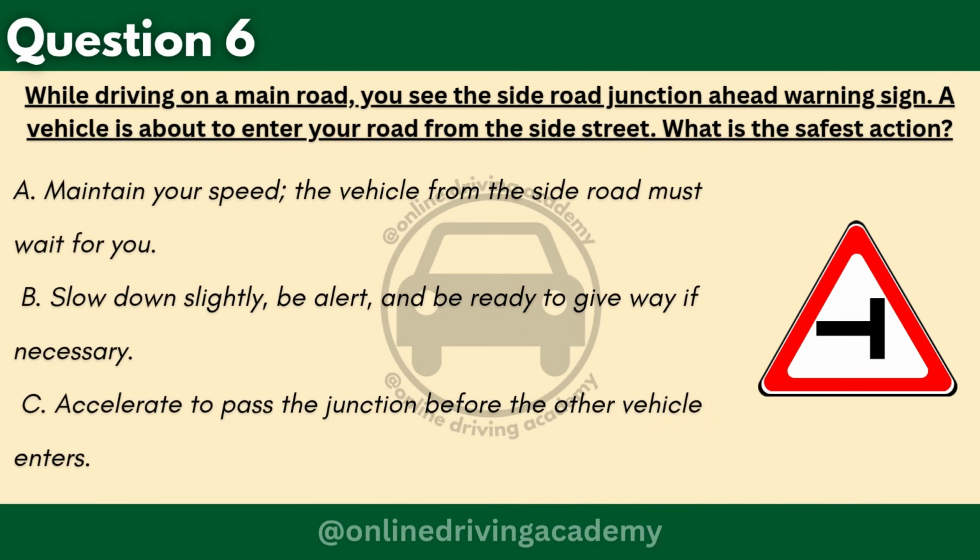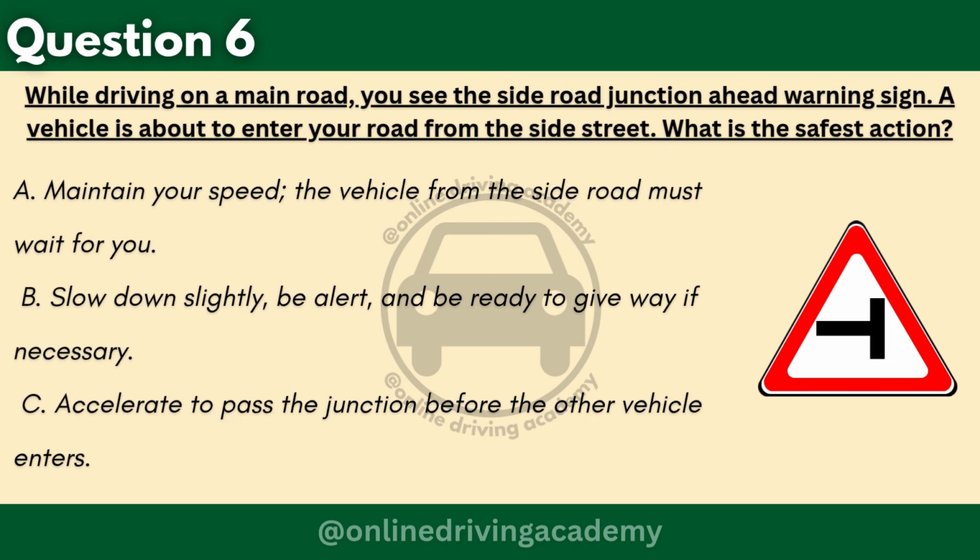Question 6. While driving on a main road, you see the side road junction ahead warning sign. A vehicle is about to enter your road from the side street. What is the safest action? Now can you see how the line going straight ahead is going to represent the lane that you are currently driving on. The line that's coming in from the left hand side, that is going to represent where the vehicle is going to be entering your road from.